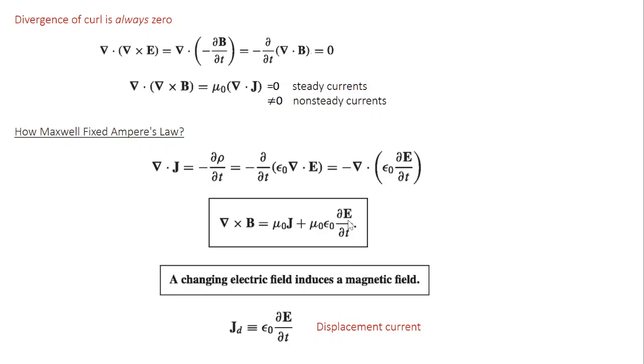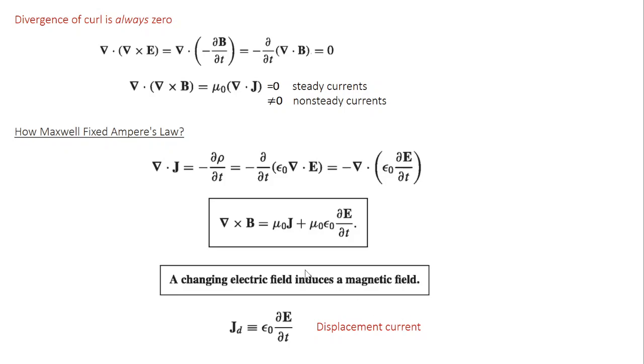Now, this particular term, epsilon naught dou E by dou t, is known as displacement current. Now, this is particularly important in the case of capacitors. As you know, a capacitor consists of two conducting plates separated by a dielectric medium. Normally, current doesn't flow through the dielectric medium. Then how does the circuit get completed? In between the conducting plates, the current flows in the form of displacement current. So it's important in the case of capacitors.